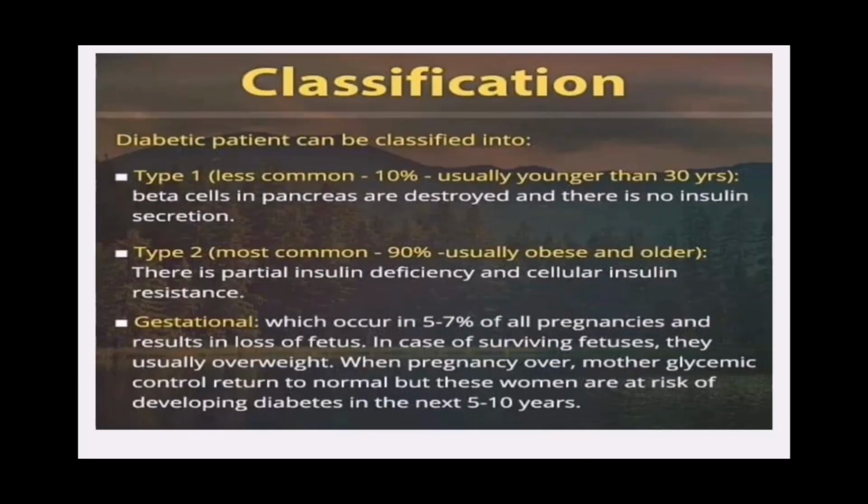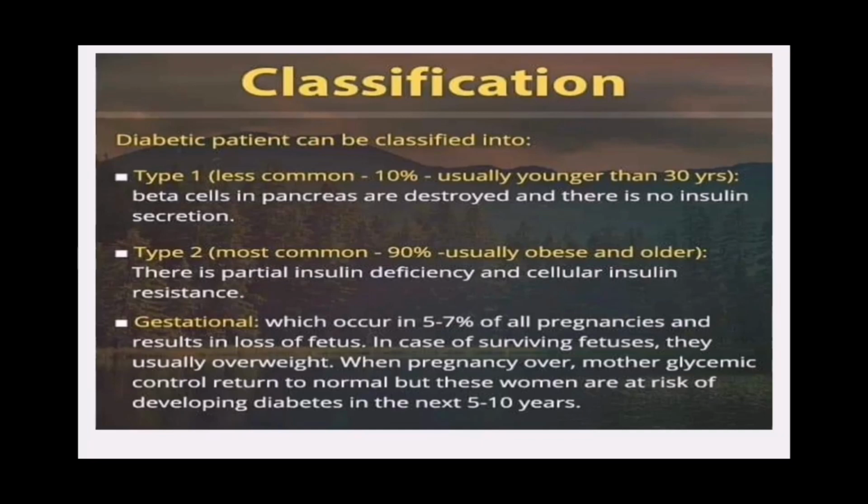Classification. Diabetic patients can be classified into three types: type 1, type 2, and gestational diabetes. Type 1 is less common, 10%, usually in those younger than 30 years old. Beta cells in the pancreas are destroyed and there is no insulin secretion. In type 2, the most common, 90%, usually in obese, older patients, there is a partial insulin deficiency and cellular insulin resistance.